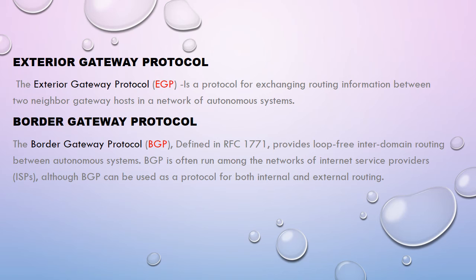Exterior Gateway Protocol. The Exterior Gateway Protocol is a protocol for exchanging routing information between two neighbor gateway hosts in a network of autonomous systems. Border Gateway Protocol. The Border Gateway Protocol, defined in RFC 1771, provides loop-free interdomain routing between autonomous systems. Border Gateway Protocol is often run among the networks of Internet Service Providers (ISPs), although Border Gateway Protocol can be used as a protocol for both internal and external routing.